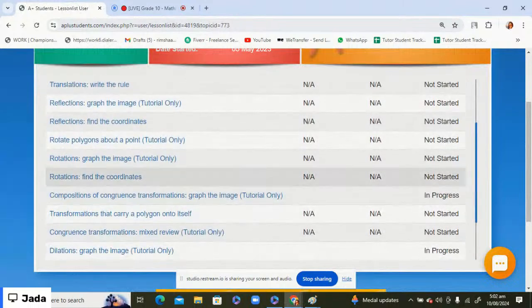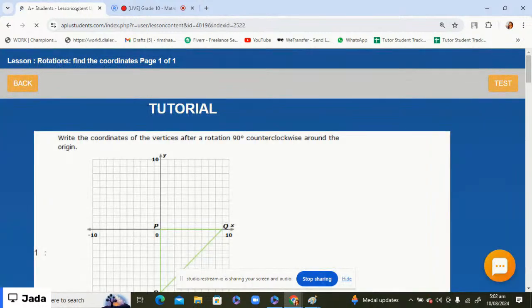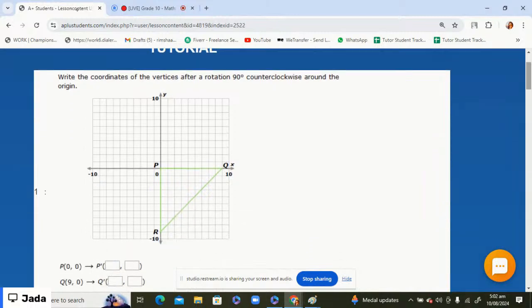Today we cover the rotation, find the coordinates. This is the name of the lesson. Write the coordinates of the vertices after the rotation of 90-degree counterclockwise around the origin.